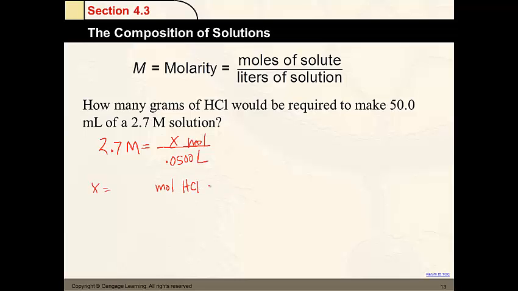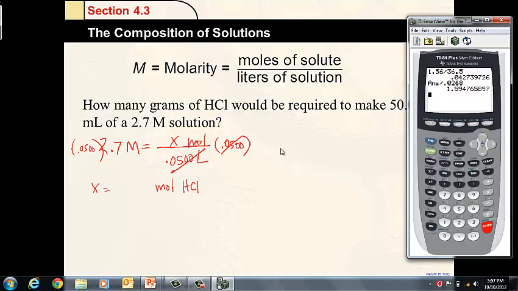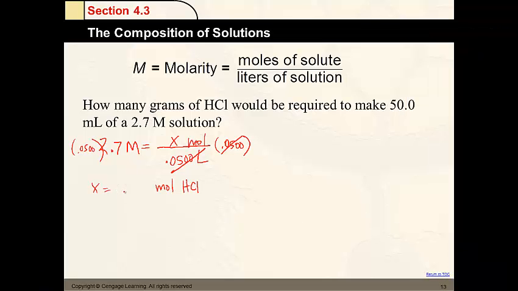We would do that by multiplying both sides by 0.05. That would cancel out here, and we'd find out what x was equal to. So we'd have 0.05 times 2.7, and x is 0.135 moles of HCl. The next step is we've got to convert moles into grams.